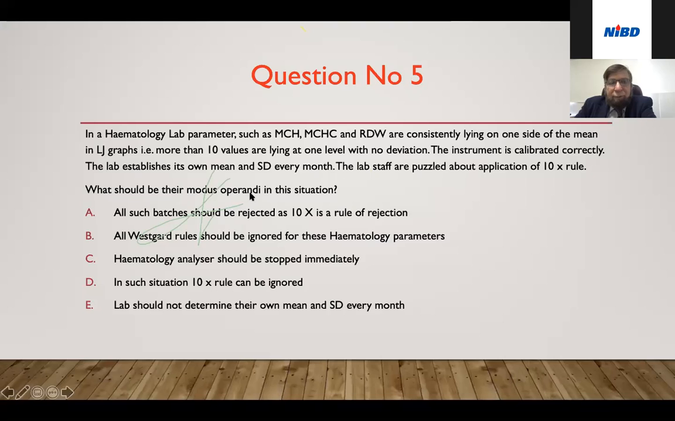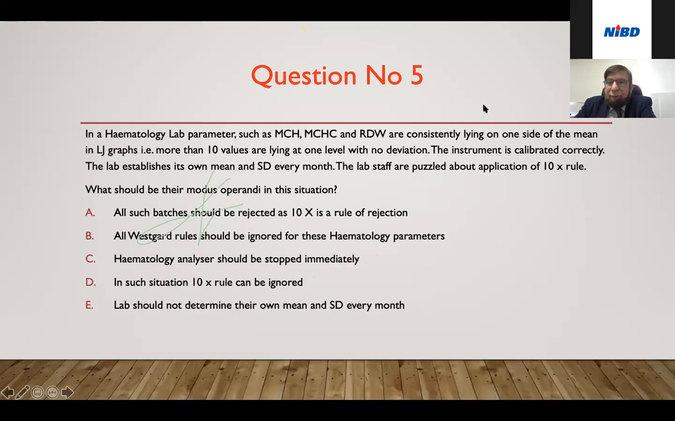What should be their modus operandi in this? Modus operandi means what should they do? A: All such batches should be rejected, as 10x is a rule of rejection. B: All Westgard rules should be ignored for these hematology analyzers. C: Hematology analysis should be stopped immediately. D: In such a situation, the 10x rule can be ignored. Or: the lab should not determine their own mean and SD every month.